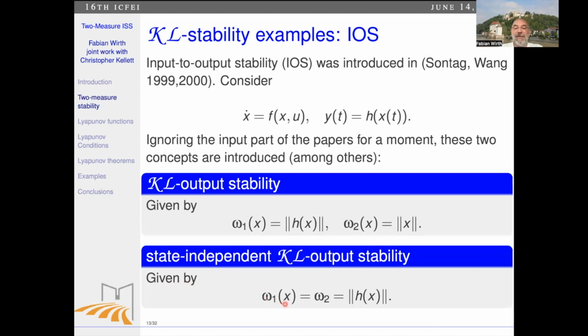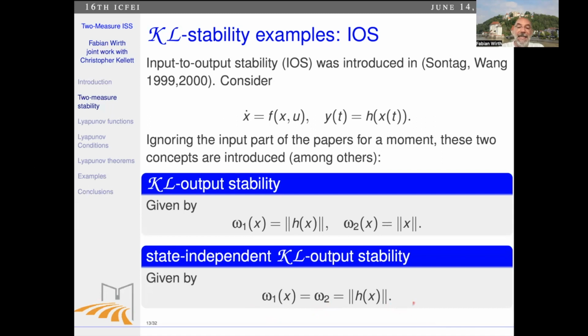Anyway, that's just, we take the same measurement functions, so they're immediately compatible in that case. And the function is just the norm of the output. So you take the norm of the output at the initial time and compare what the norm of the output of the solution does compared to the norm of the output at the initial point.